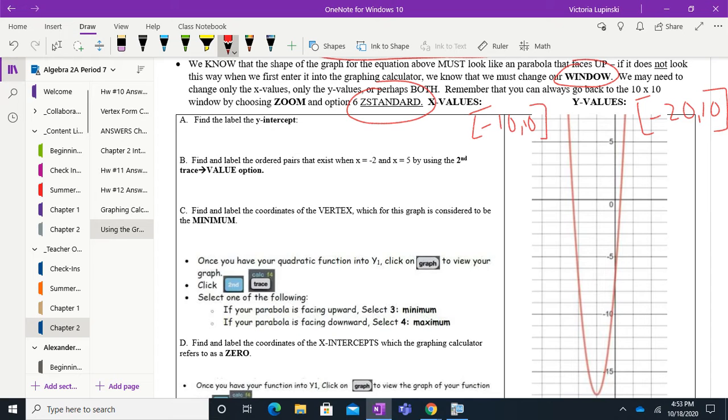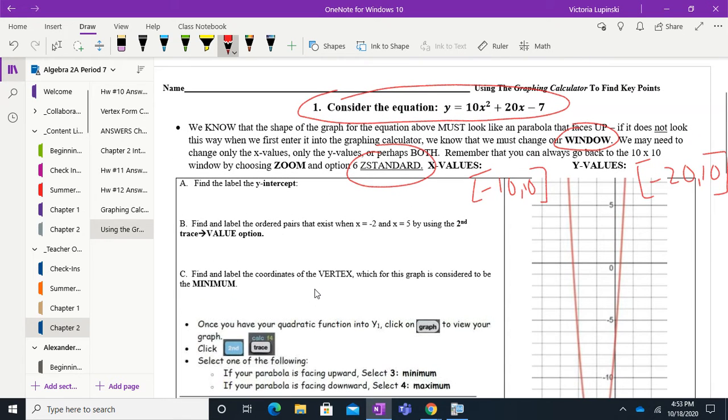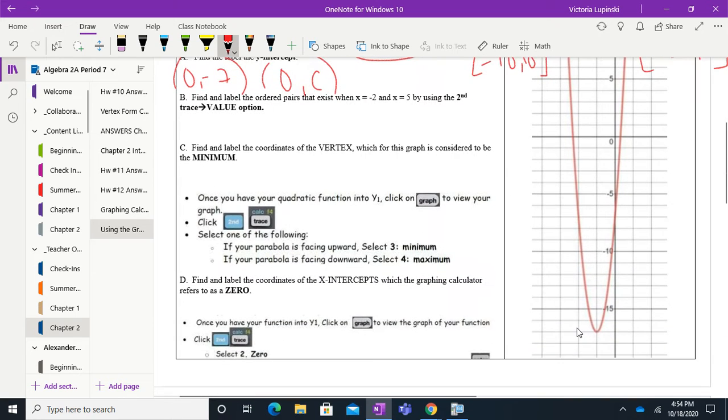Now they're asking you to find and label the y-intercept. So we can find the y-intercept actually quite easily from this equation. Of course, you should be able to recognize that this is an equation in standard form. In standard form, the y-intercept is always, of course, (0, c), which in this case would be (0, -7). If we go ahead and look at our picture, we can label the y-intercept right here. This is the point (0, -7).